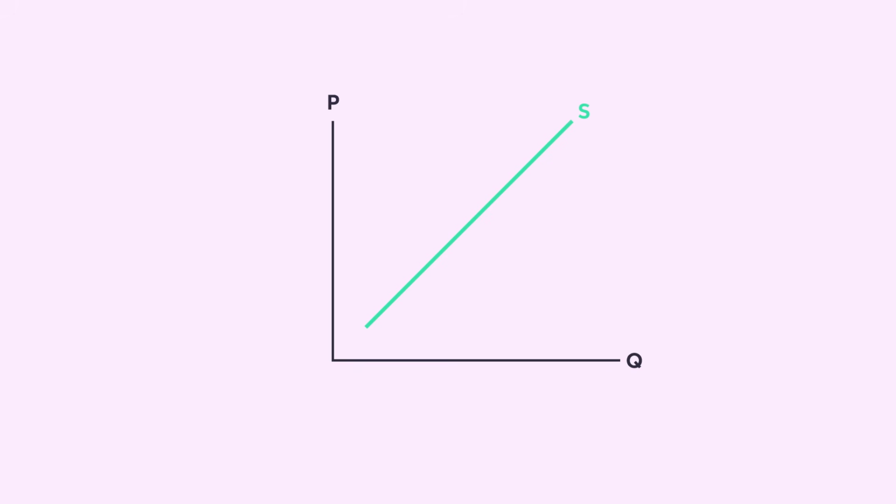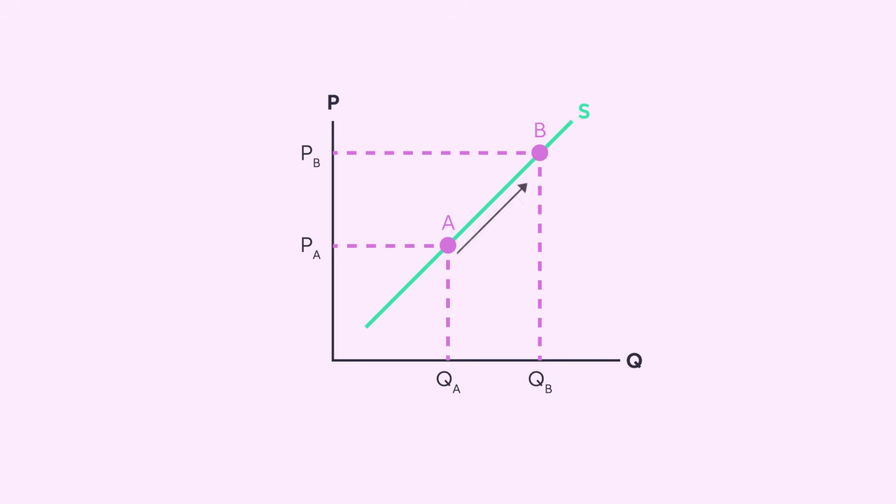Now we'll observe how the supply determinants discussed in the first section can change supply. Just like changes in demand, we have two types of changes for supply. The first one is when a movement along the supply curve happens. For example, moving from point A to point B in the graph. This is a result of price changes as point A corresponds to a lower price, PA, and a lower quantity, QA, than the price, PB, and the quantity, QB, at point B. A movement along the supply curve involves changes in both P and Q.